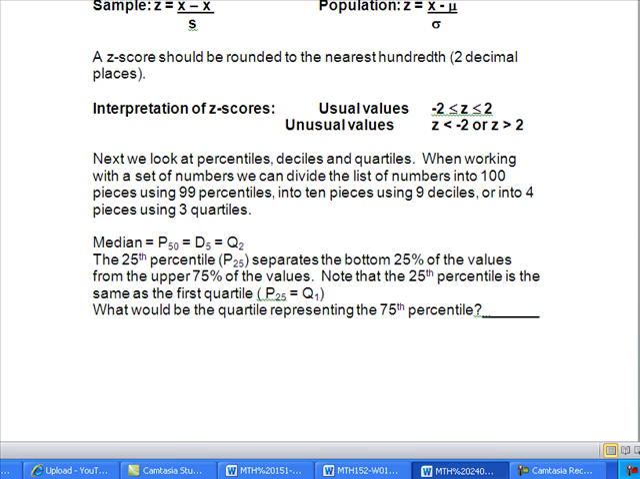Now, interpretation of z-scores. Usual values are z-scores that are between -2 and 2 inclusive, so we are including the -2 and the +2. Unusual z-scores would be those that are less than -2 or those that are greater than +2. So z-score is our first measure of position, and it's relatively easy to compute.